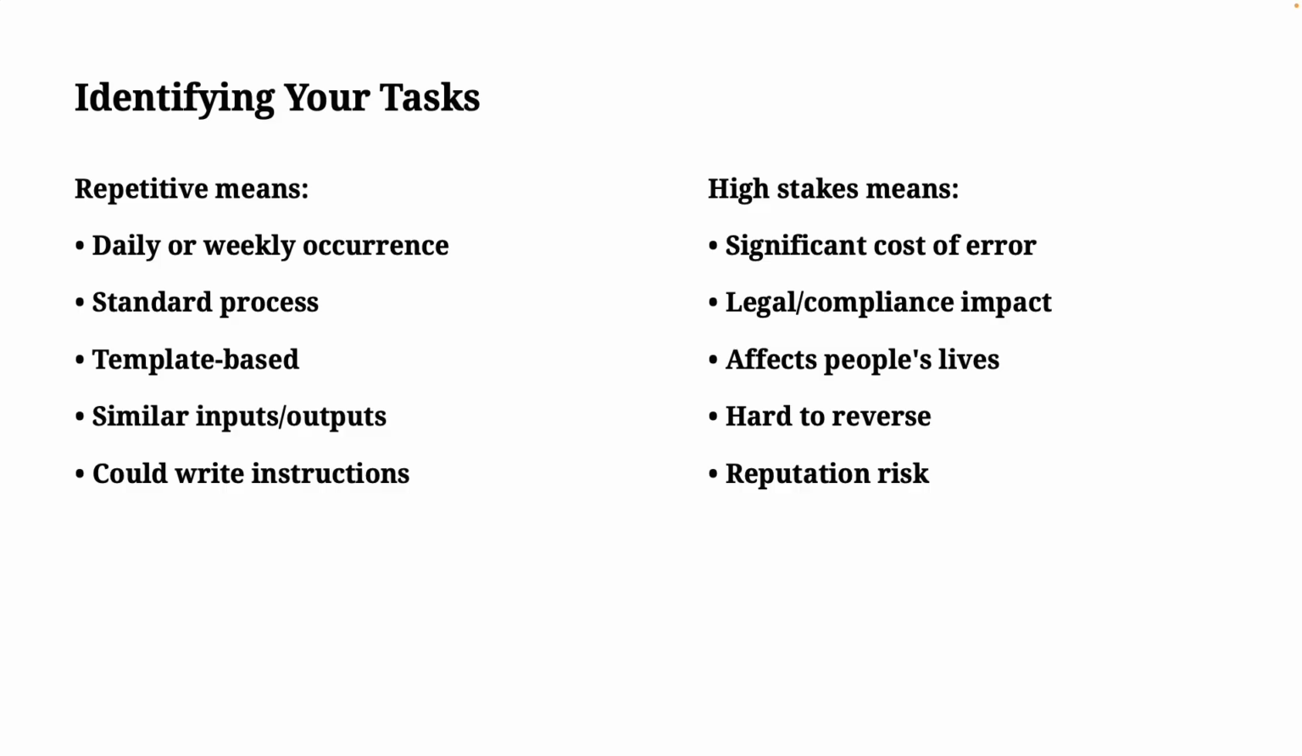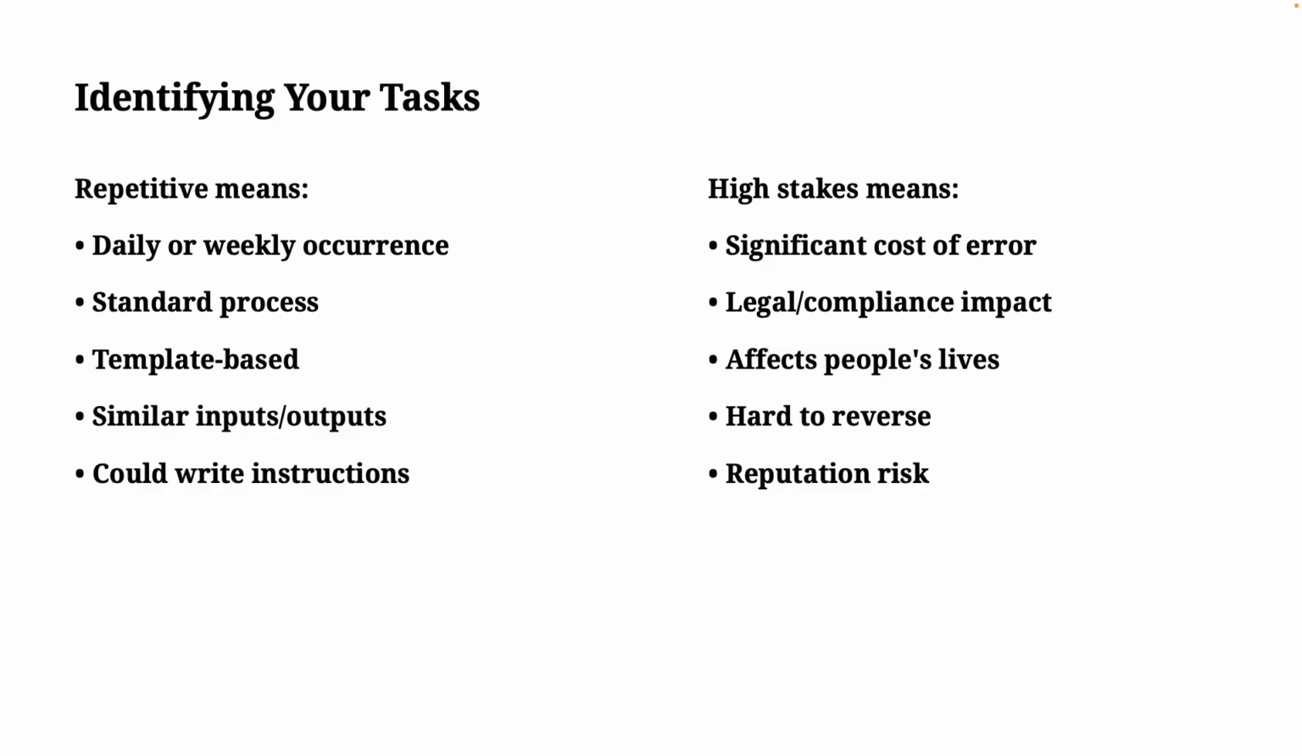Now, when you think about your tasks, you really want to think through repetitive, like what are you doing very often, daily or weekly occurrences, standard processes, template-based, similar inputs, outputs. And this last one is the most important. Could you write instructions for this? If you can write instructions for this, it probably means that this is a repetitive task and or a task that could be at least in part augmented by some of these AI-based solutions.